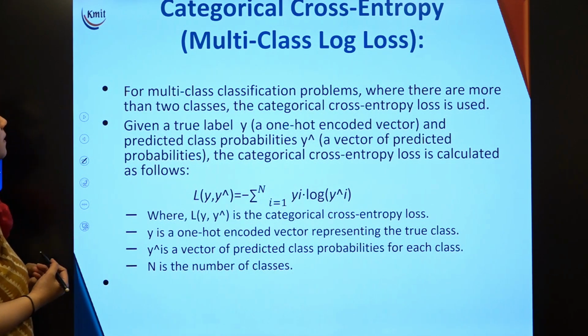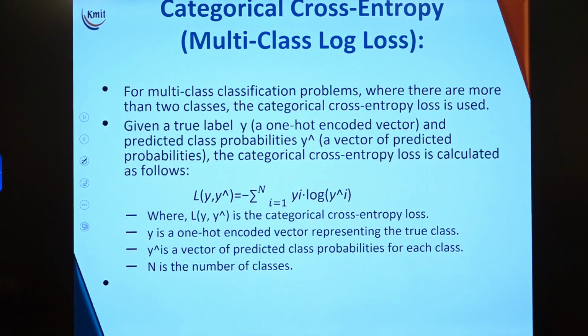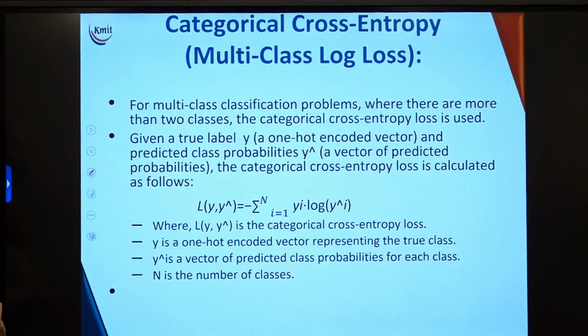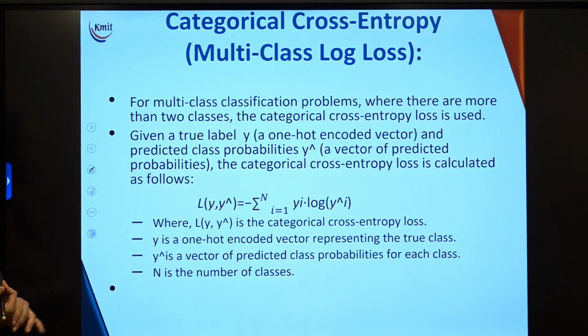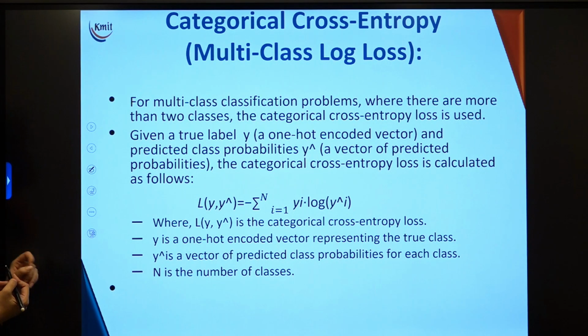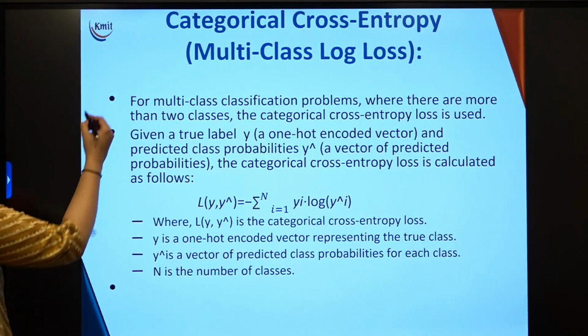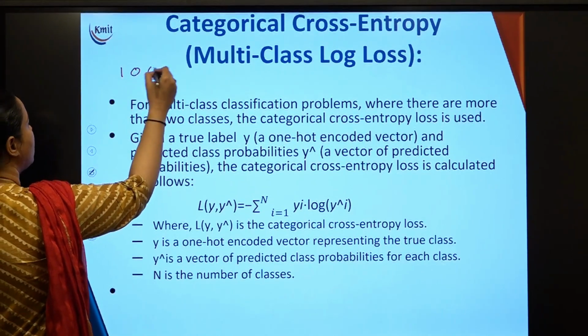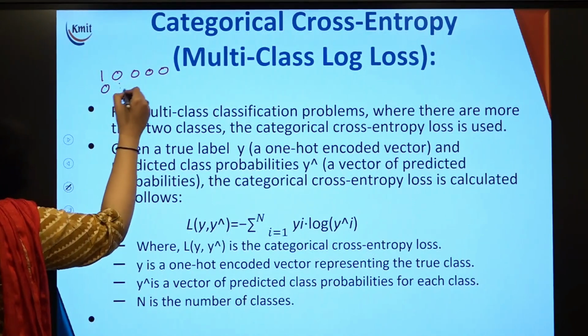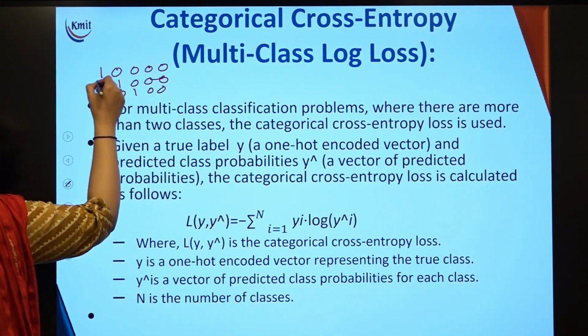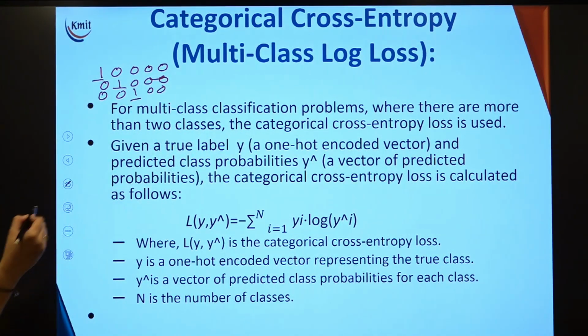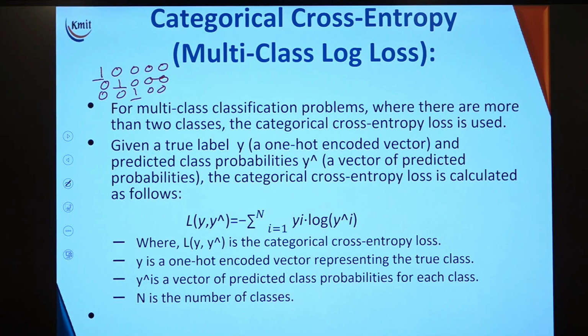Now, the second type of cross entropy error that we are going to discuss is multi-class log loss or categorical cross entropy. As the name suggests, for multi-class classification problems we are going to use this type of loss function. When you are using multi-class, you have to remember we are going to use one hot encoding. This is one class, this is second class, this is third class, where the position of 1 keeps changing for every class. I have already explained one hot encoding for you.